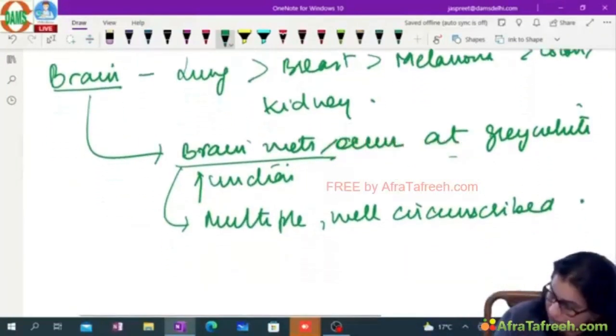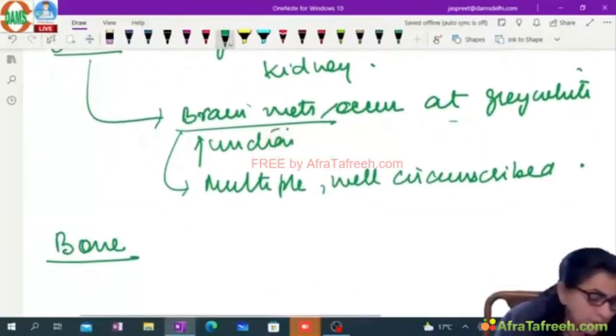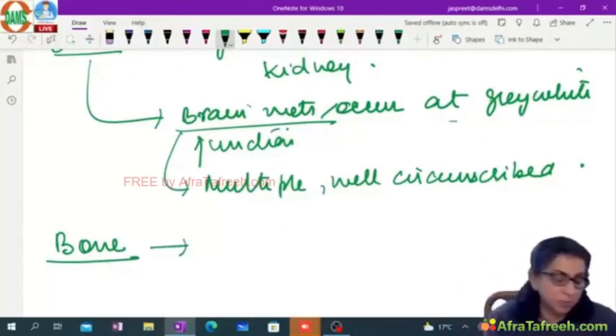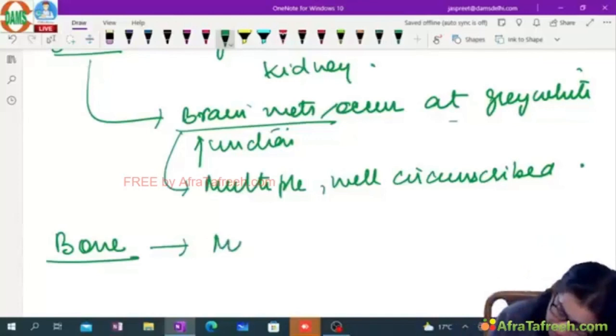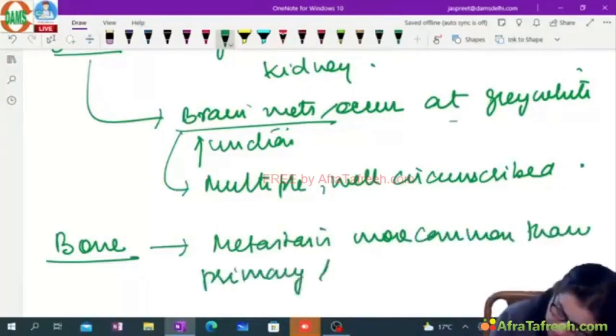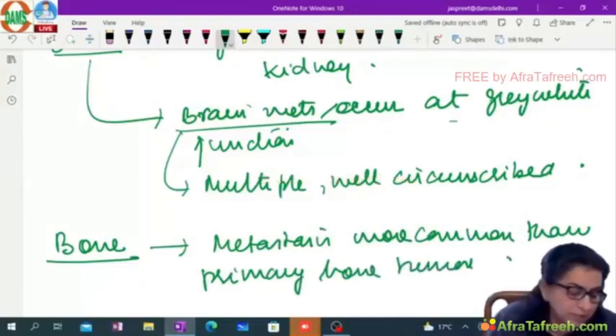So that is brain. And then another site of metastasis is bone. Now in bone, metastasis are more common than primary bone tumors. So mets are more common in the bone than the primary bone tumors.